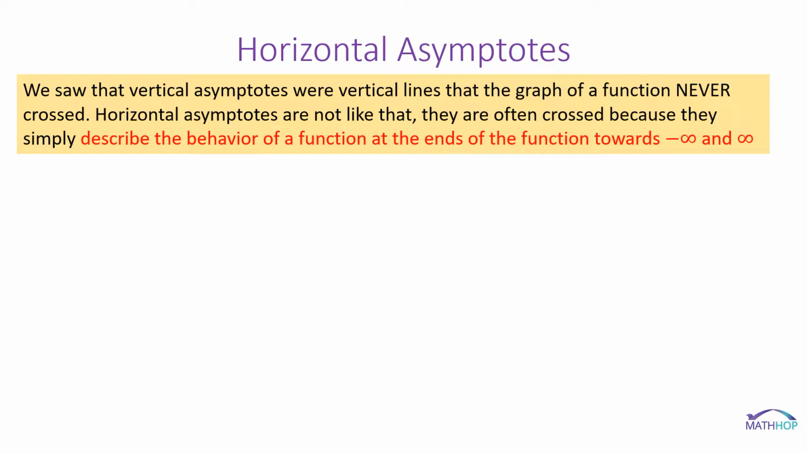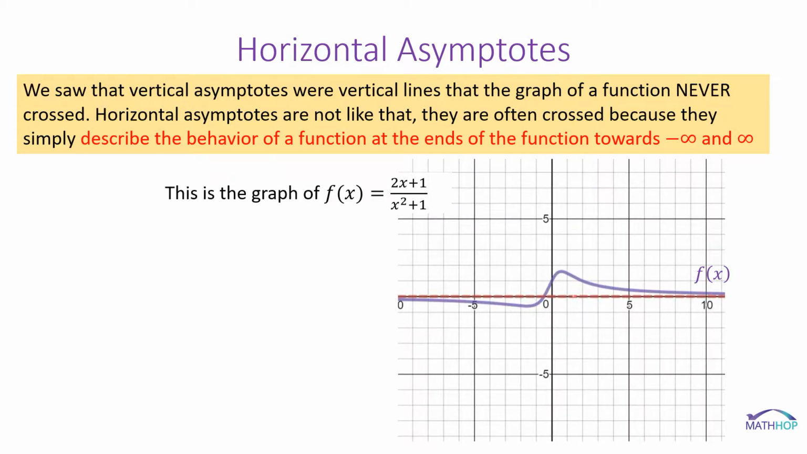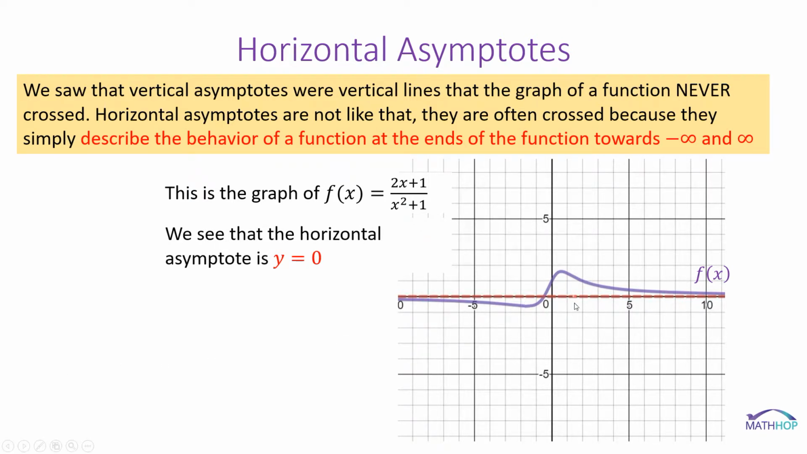So let's look at one. Here's the graph of 2x plus 1 over x squared plus 1. We see pretty clearly that this graph levels off towards y equals 0, right? So we can see a horizontal asymptote at y equals 0. If we look right here, we would see this y equals 0 right there, okay?